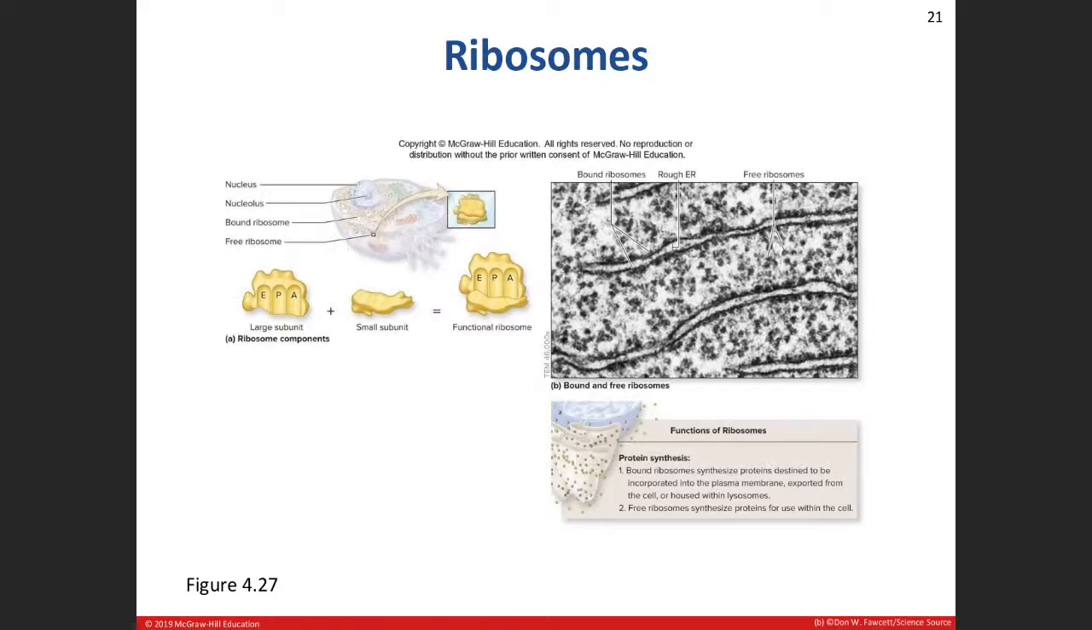So here's a cool picture of some ribosomes. You can see that here's an endoplasmic reticulum. You can see some bound ribosomes here, and then you can see some free ribosomes just kind of floating around. So we have these subunits here. They're made inside the nucleolus, and then they get kicked out of the nucleus, and then they get put together. And then this structure here, along with some other things, will make proteins.